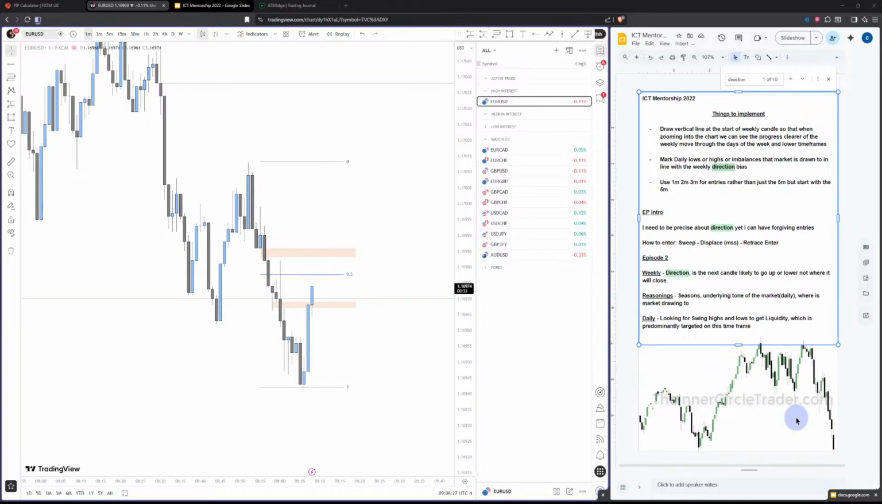I think we should do 100K because we're going to be doing funded accounts eventually. The USD. Standard account here. This is it.